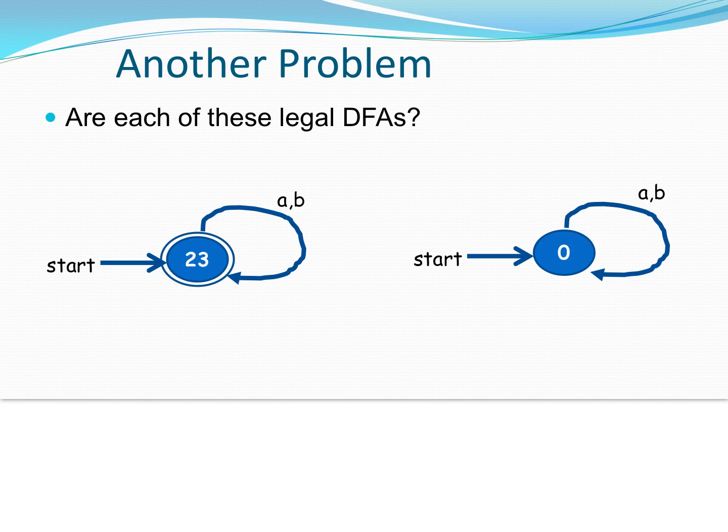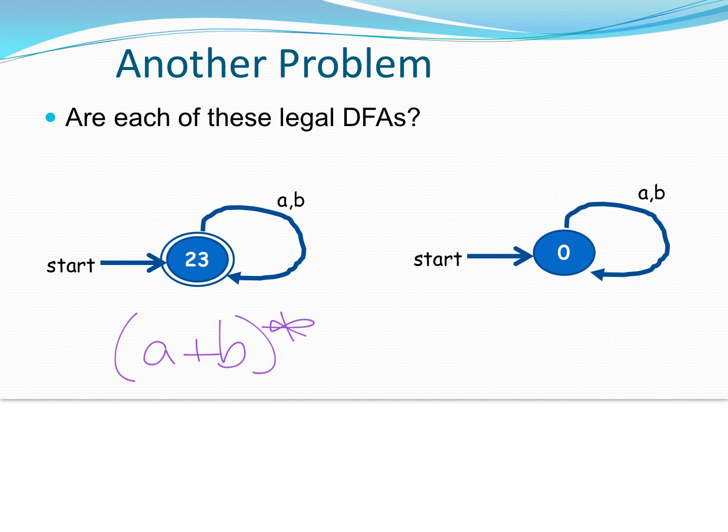Another question. Are each of these legal DFAs? So we have a DFA that starts and accepts and then has this big loop. And notice, by the way, I called this one 23. Why not? So we do have a start. Assuming it's over the alphabet A, B, then yeah, there's nothing wrong with this. But if you look, no matter what input you have with the symbols A and B, it accepts everything, right? So this is a totally legal DFA, and it just accepts the language (A+B) star. Any combination of A's and B's you can find.